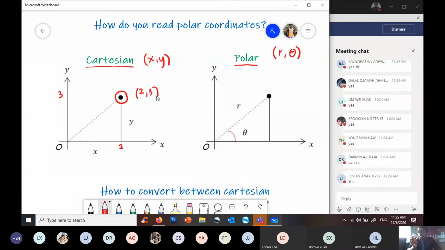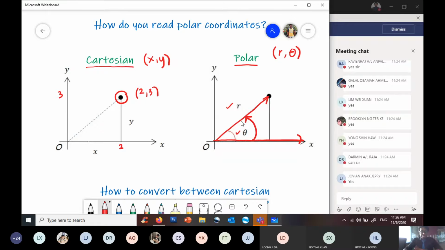But in polar coordinates, instead of looking at the x value and y value, we look at this length over here. This length is what we call the radius. And we also look at the angle of the line going to that point, from this axis towards the line. That is your theta. So you can describe the same point by another method, by specifying the length of the radius and the angle of the line towards the point.